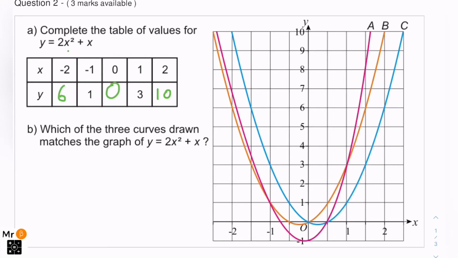Now we can just identify which line it is. So we know it has to go through 0, 0. We know it goes through negative 1, 1. There's only one line which goes through both of those points, and again that line is going to be B. If you want to check the rest of the coordinates, you can.